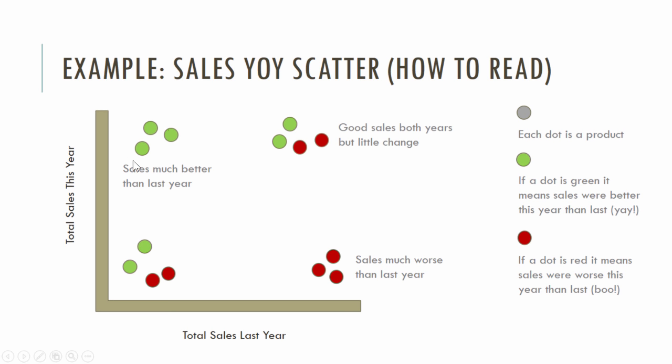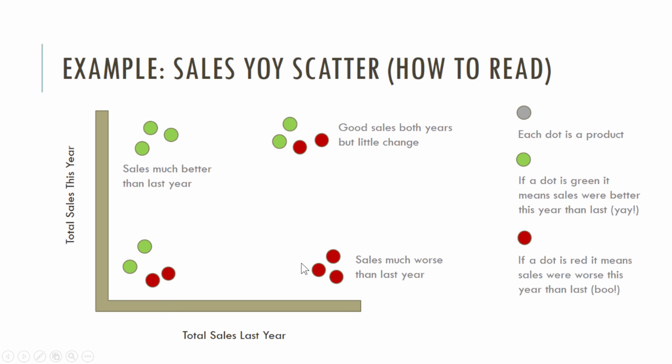Let's look at this cluster up here. Let's look at this dot right here. This dot had pretty low sales last year, but it has pretty high sales this year. This is a high growth product. In fact, all of these are high growth products. If we knew what these products were, we might go clear out some shelf space to sell more of them.